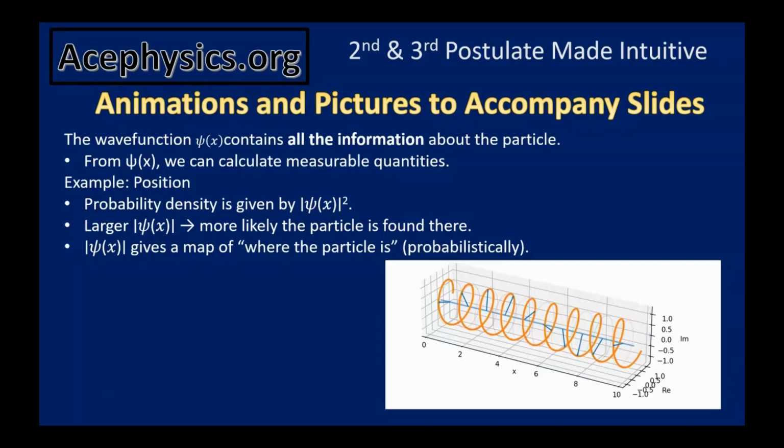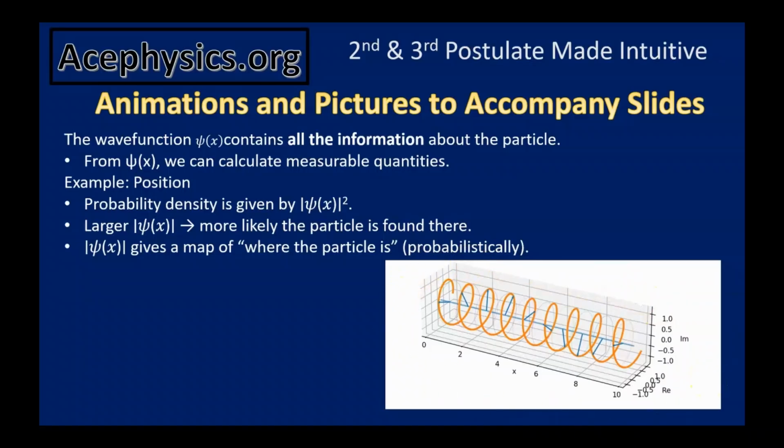Recall, a quantum particle does not have a classical trajectory. Rather, it's described by a probability distribution. The rule is simple. The probability density at a point x is the square of the magnitude of the wave function at that location. So a large value of psi of x means a higher chance of finding the particle there. And if you integrate psi squared over a region, you get the probability of finding the particle in that region.